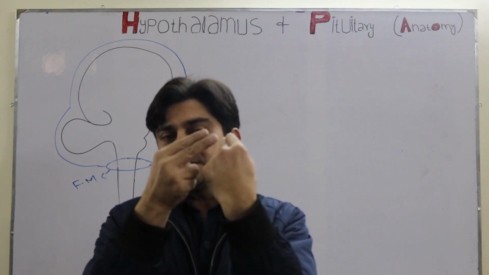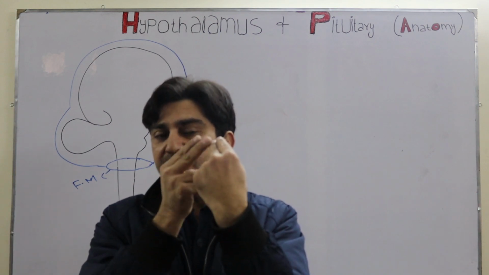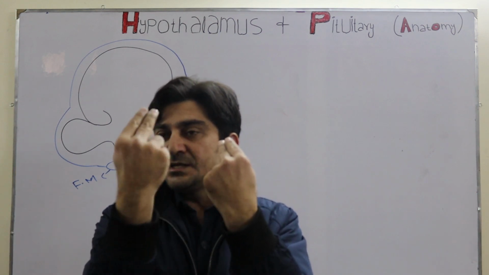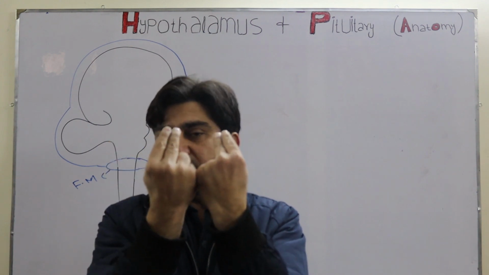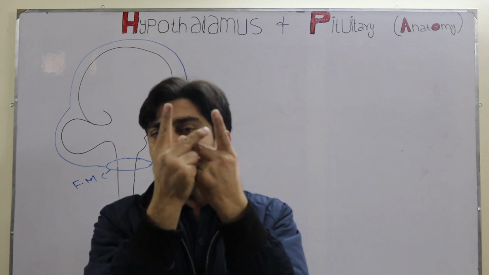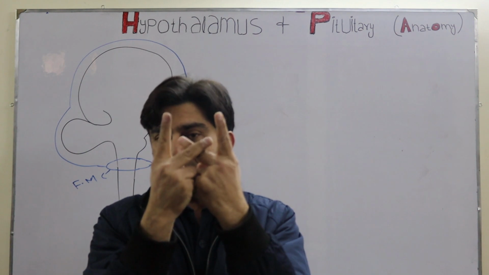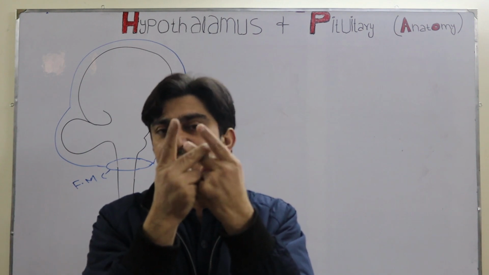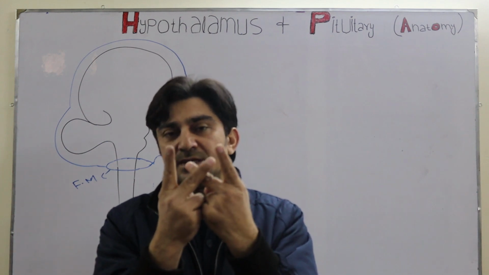This is the optic nerve which carries visual information from that eye to that side cerebral hemisphere, and that one carries to that side cerebral hemisphere. But some fibers of both nerves also move to the opposite cerebral hemisphere. So in this way, some fibers of both nerves cross each other. This point where fibers of both optic nerves cross each other is called optic chiasma.